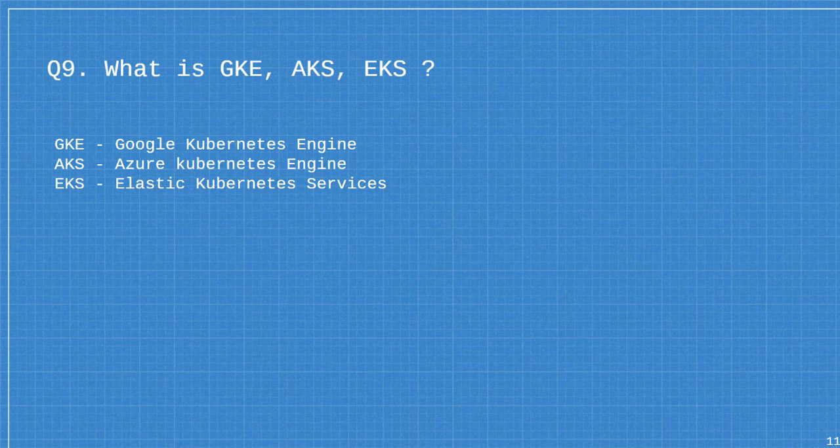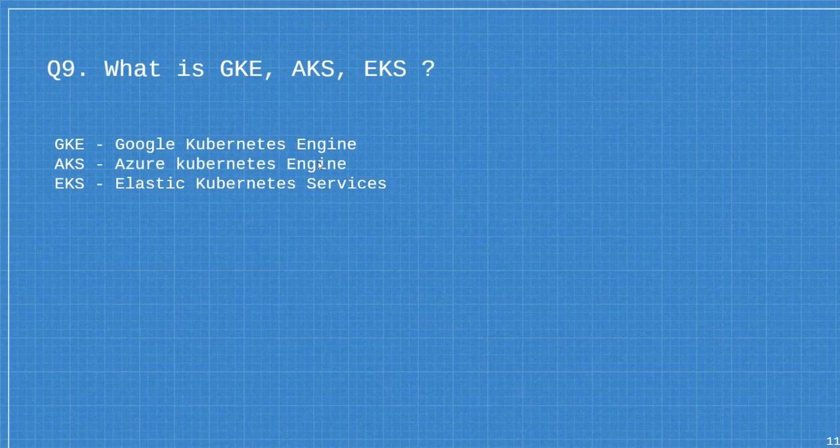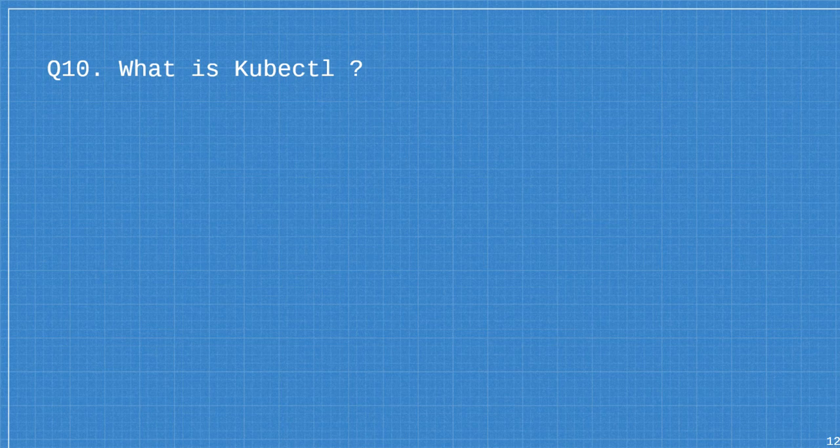Like Google Kubernetes Engine, Azure Kubernetes, it's not Engine, it is Service here, and the other one is Elastic Kubernetes Service. Okay. What is kubectl?